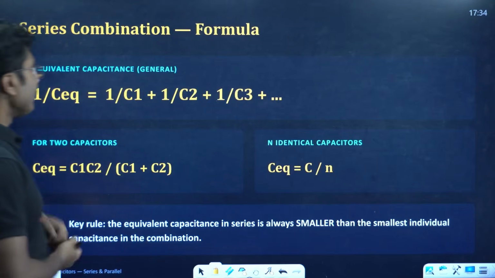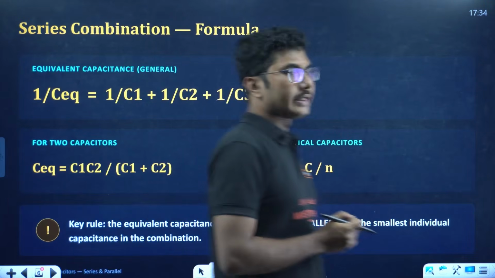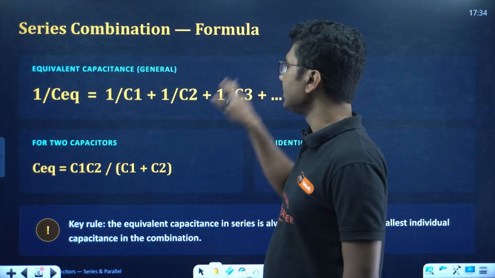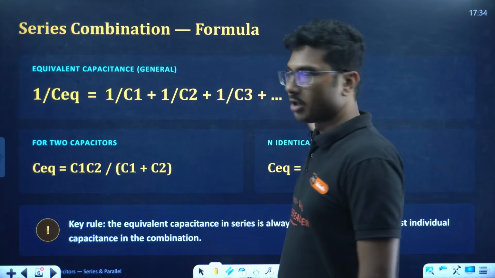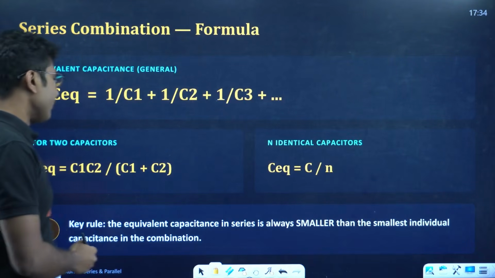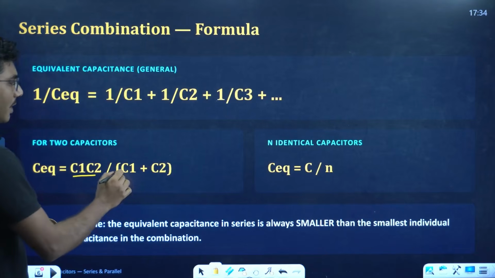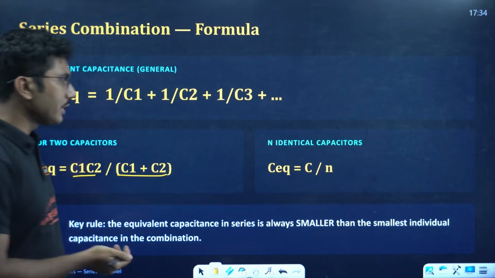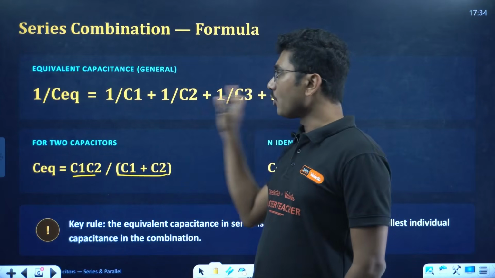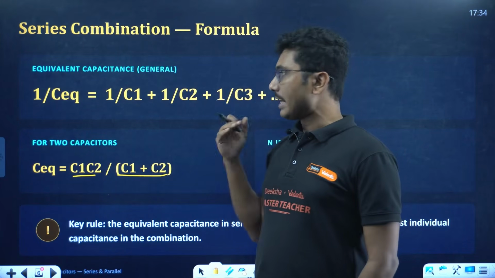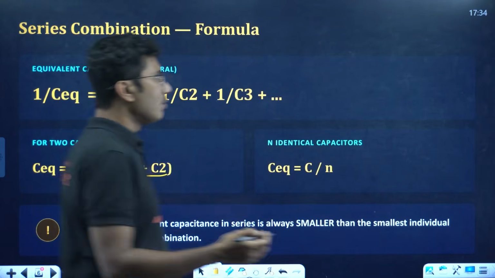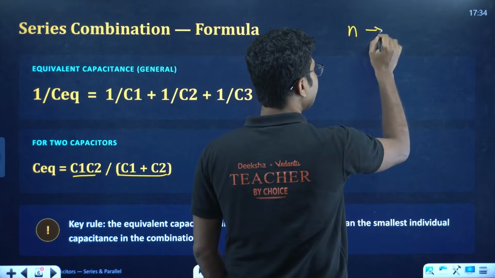When you calculate the equivalent capacitance, C equivalent equals 1 by C1 plus 1 by C2 plus 1 by C3 and so on. If there are only two capacitors, the equivalent capacitance becomes C1 C2 by C1 plus C2. You all know that, but one very important point: if all the capacitors are identical, that means they all have the same capacitance, say C.